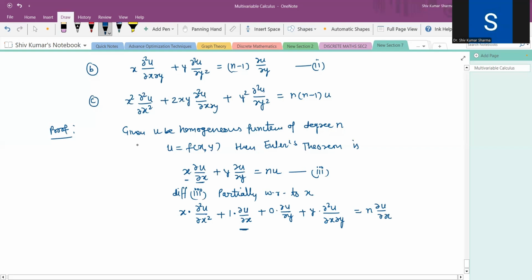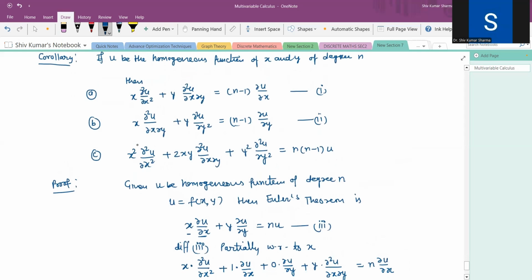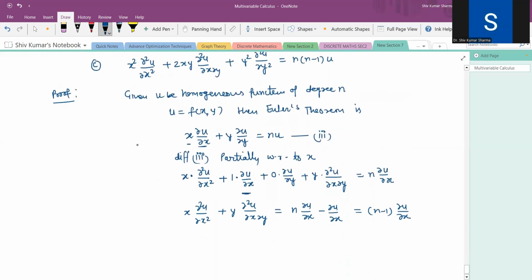So this ∂u/∂x we can take to the RHS. So we see that x ∂²u/∂x² + y ∂²u/∂x∂y = n ∂u/∂x − ∂u/∂x. So this gives us (n−1) ∂u/∂x. So this is our first corollary we have proved. Now similarly we prove the second corollary.